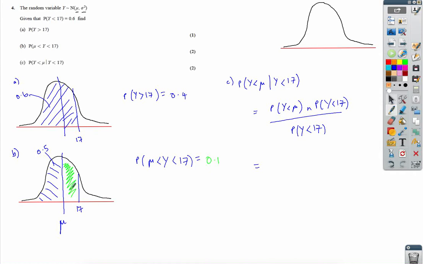Well, we know that's true. If it's less than the mean, it's in this bit, and it has to be less than 17, so the top is just 0.5, and the probability that it's less than 17 is 0.6, so you get 5/6. I tend to think of these questions a bit more literally. Given that you know it's less than 17, what's the probability it's in that less than mu section? So I'd literally just put down 0.5 over 0.6, same answer. Okay, it's in this less than 17 section. What's the probability it's in the less than mu section? So 5/6 there.